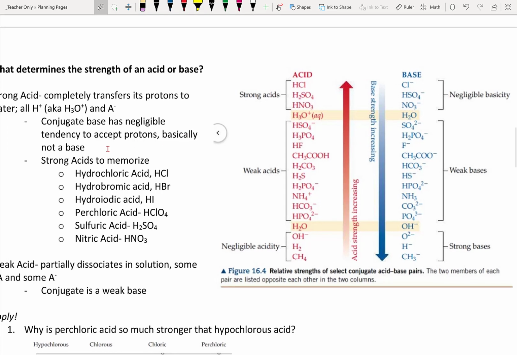So our strong acids that we do need to memorize are these seven: hydrochloric, hydrobromic, hydroiodic, perchloric, sulfuric, and nitric. And there's no trick there. I'm sorry. You just have to memorize them.